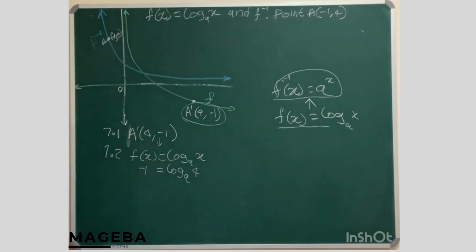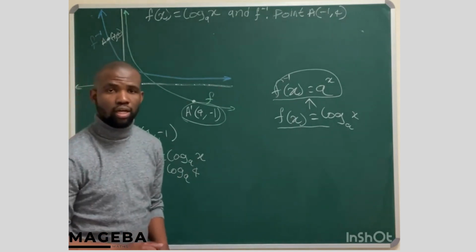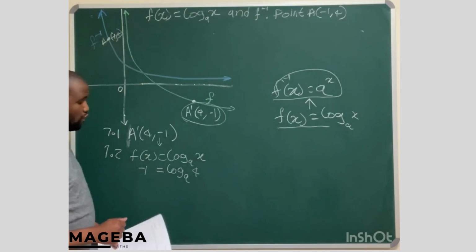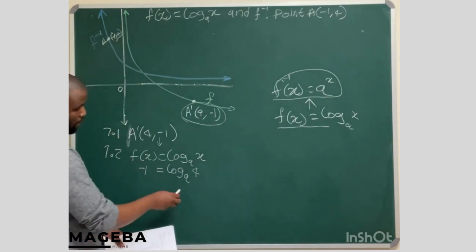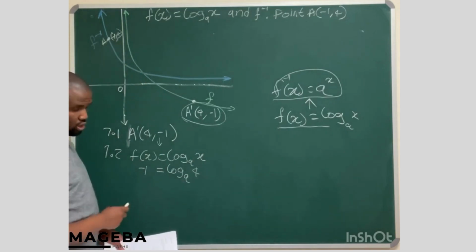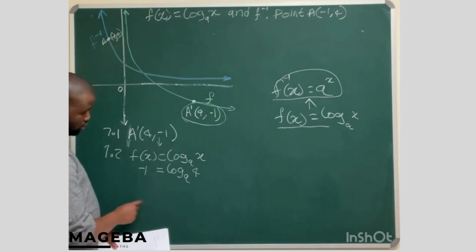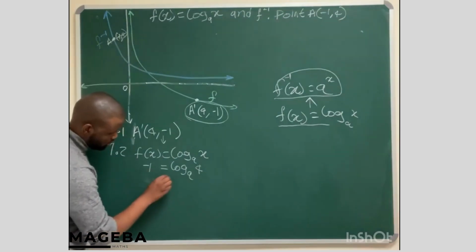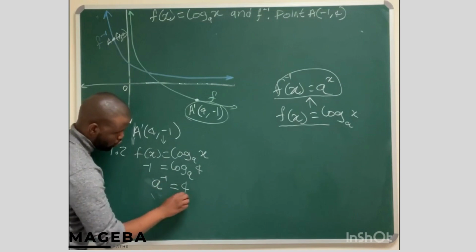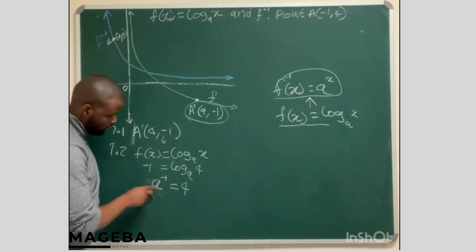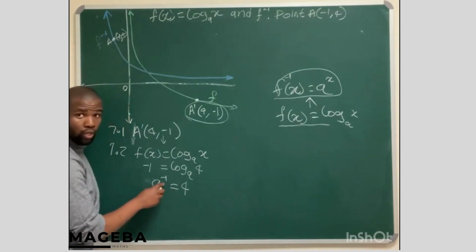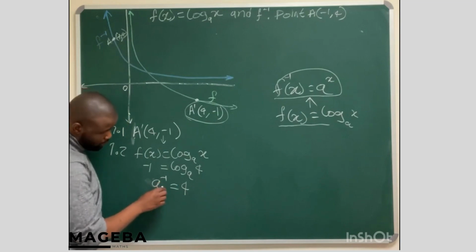Then from here, if I can do the change of x into y, my a here is going to act as what? As my base. So a, the exponent is -1, is equal to 4, and then from here, now we're looking for a. So we're going to times by the reciprocal of this.